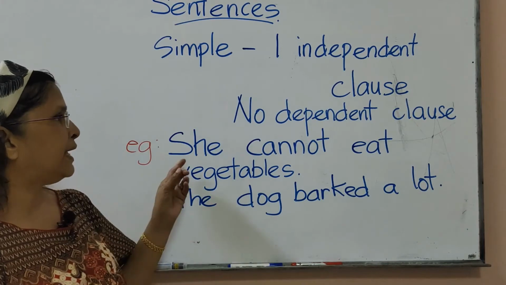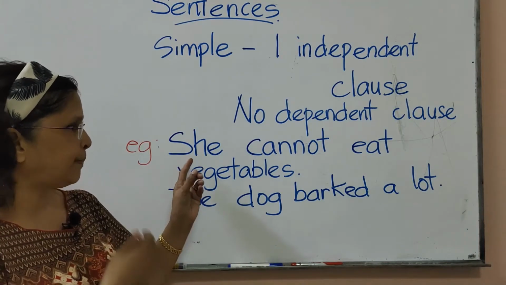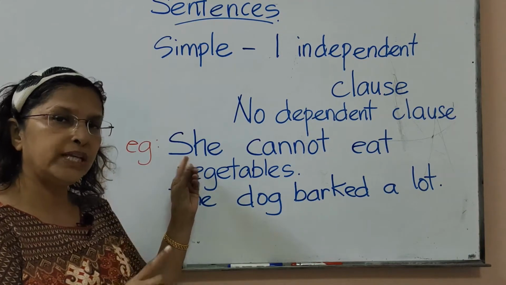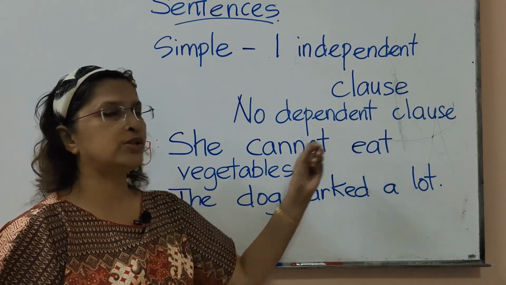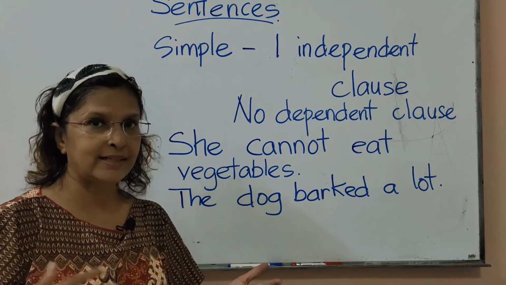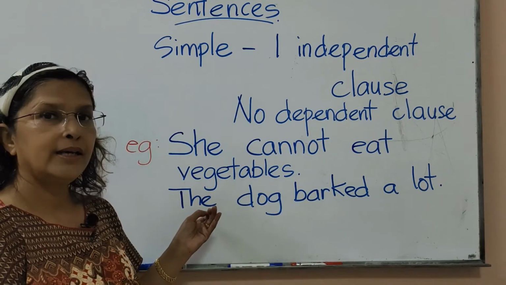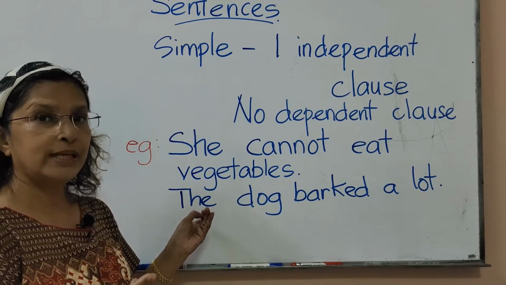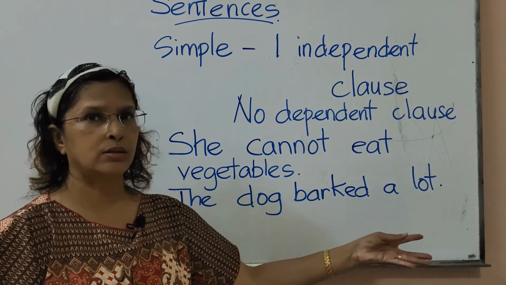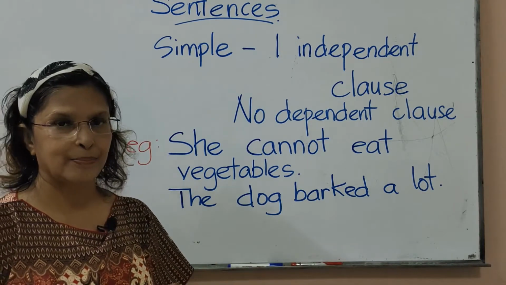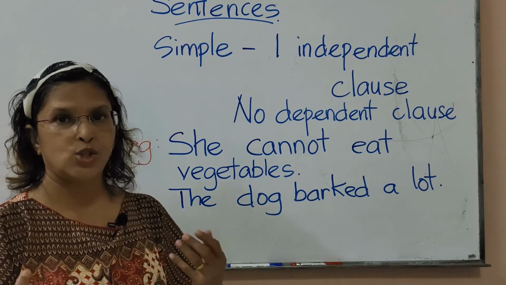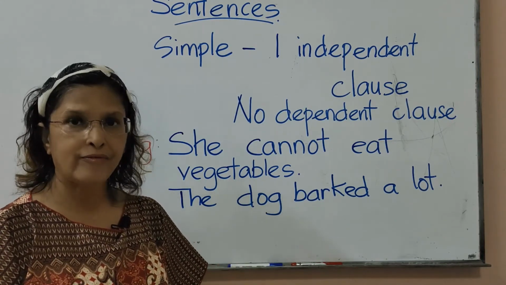Okay? And you also see there's only one subject here, she. There's only one person doing it, she. And you also see one verb here. And what other sentences you have? Here you see another one here. The dog barked a lot. Okay, what else? Alia loves coffee. She drinks coffee every morning.